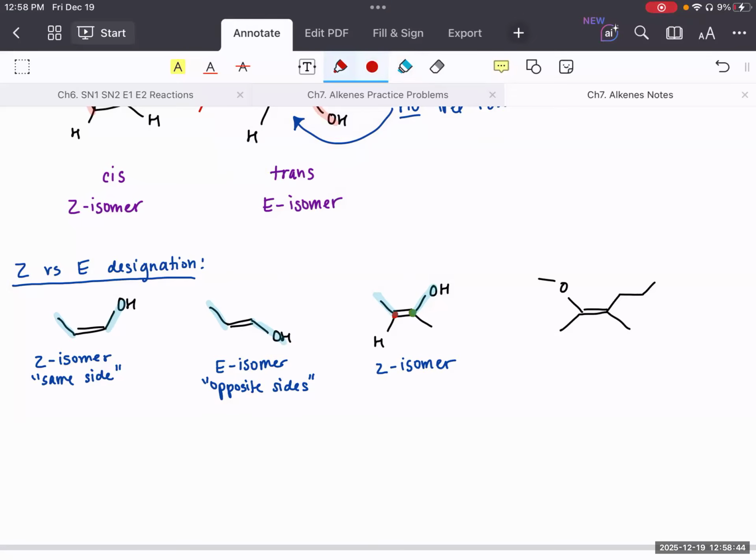Next, we can do that last one. So again, we're going to start off with this red carbon that I just drew a dot over. And so we're comparing this O methoxy group and a methyl group. And so for these, we know that the oxygen takes priority. And so the group that we will use for E versus Z designation will be that one.